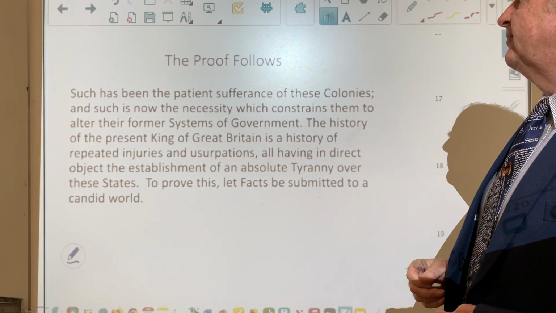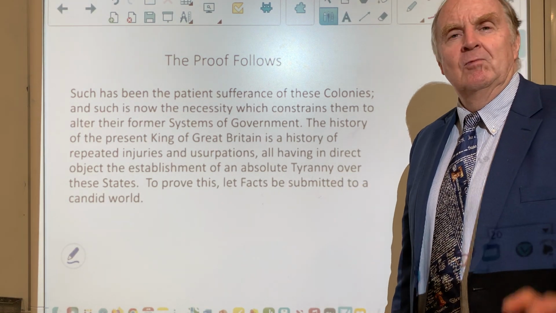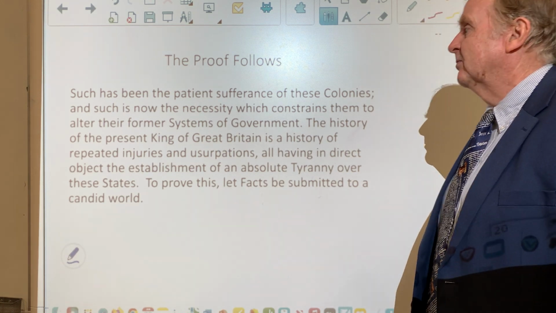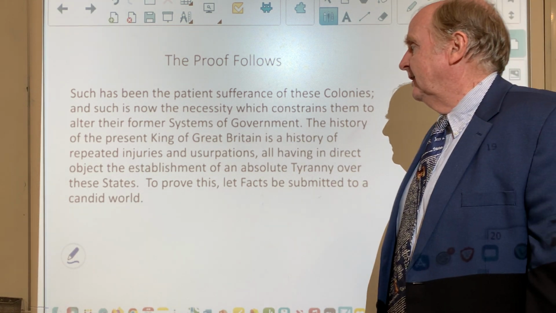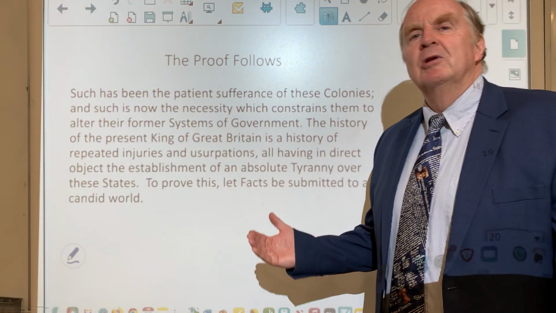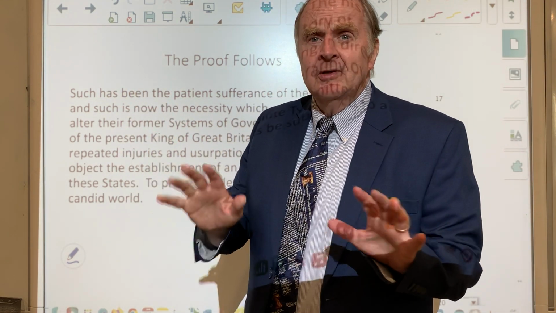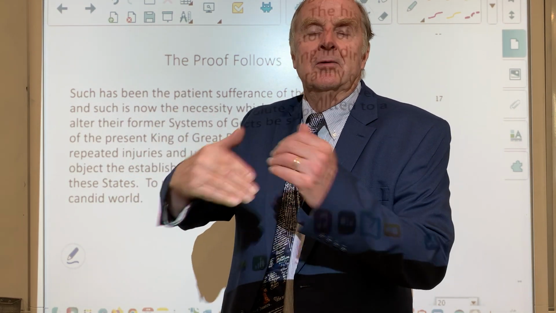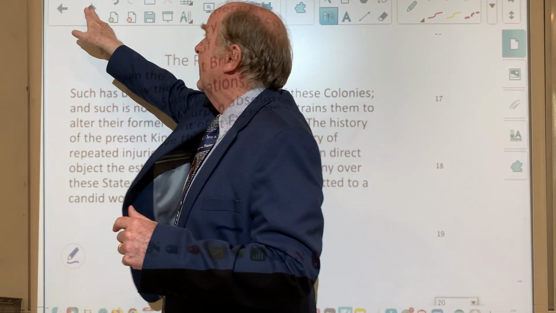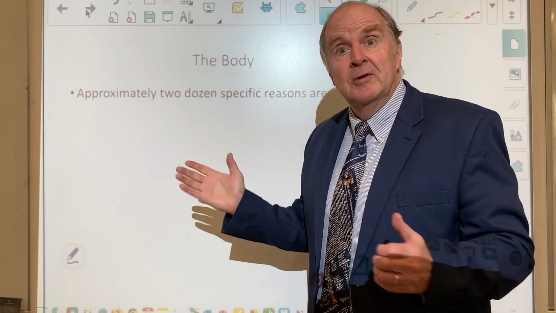So the proof then follows. As it says, to prove this, let the facts be submitted to a candid world. So these are the facts. We're going to let people know this is what's going on. This is what's happening in our colonies. And it's repeated injuries and usurpations and establishing an absolute tyranny. Now, as I said, the purpose of this presentation is not to go into the 20 plus abuses and usurpations. Approximately 24 specific reasons are given, and we would consider that the body of the essay.